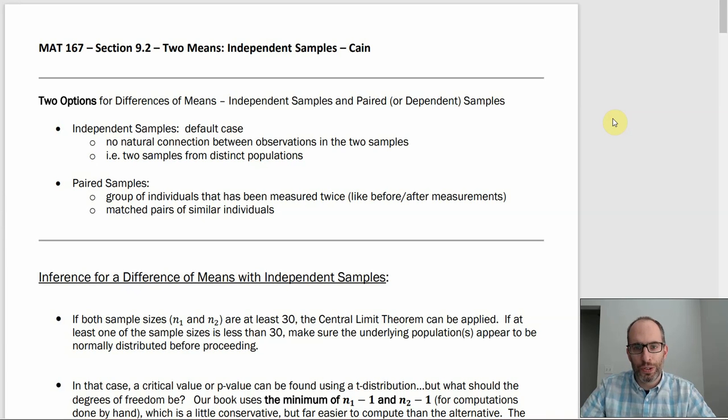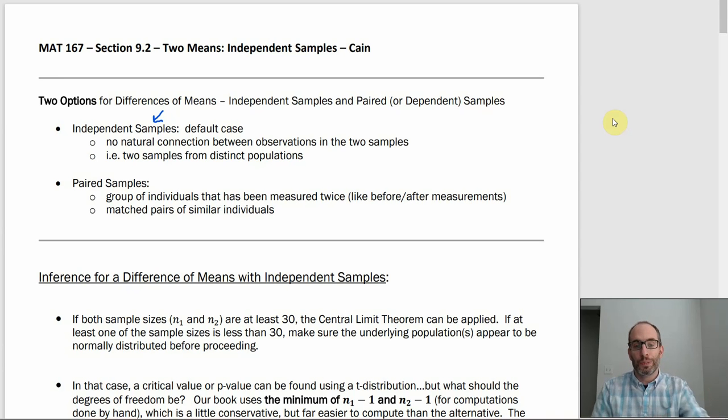Sections 9.2 and 9.3 are both about differences in means, but there are two options. 9.2 covers independent samples, so this first option right here, and then 9.3 will be paired samples. So independent samples, like it says there, is the default case. In general, unless there's something that would tell you that you had paired samples, you would do this.